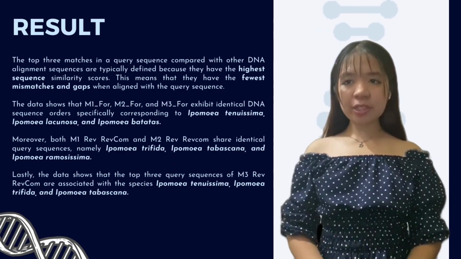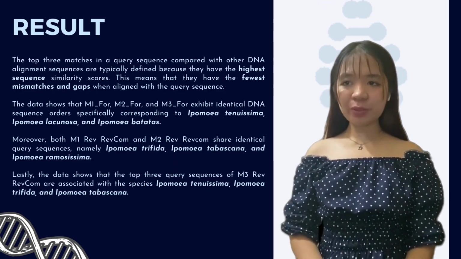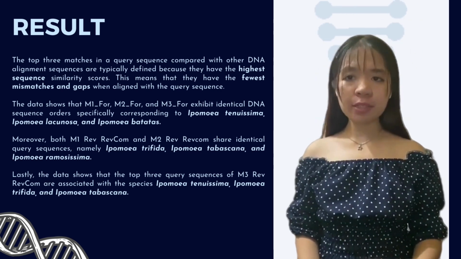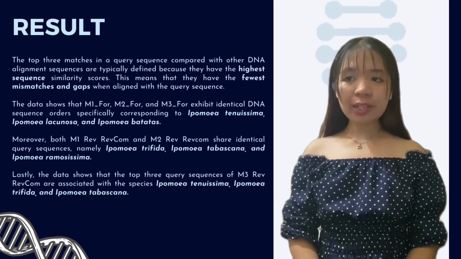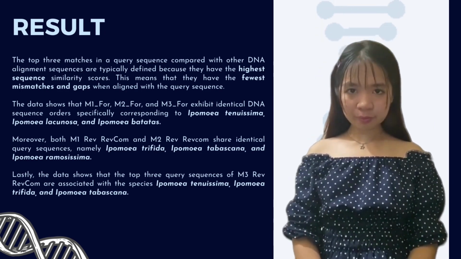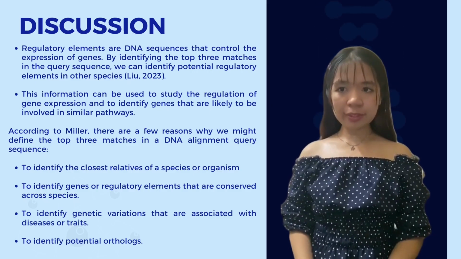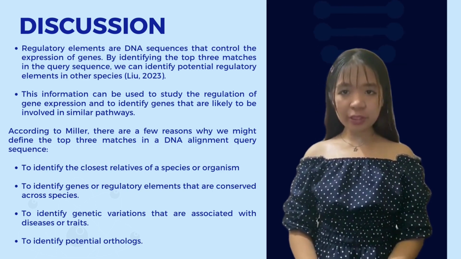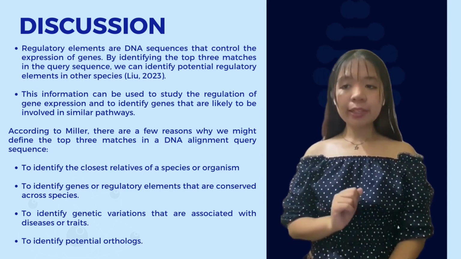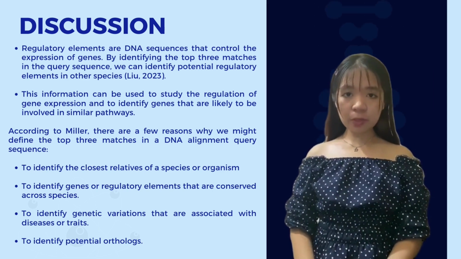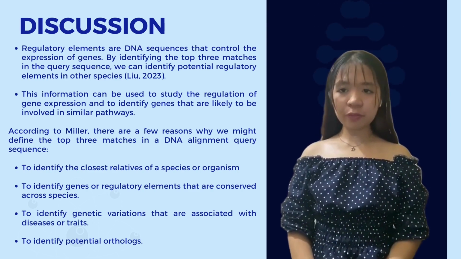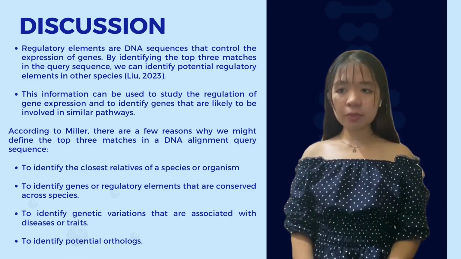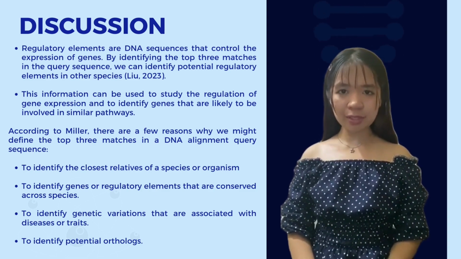The top 3 matches in the query sequence compared to the other DNA alignment sequences are typically defined because they have the highest sequence similarity scores. This means that they have the fewest mismatches and gaps when aligned with the query sequence. For example, suppose we are interested in finding the closest relatives to the gene M14. The top 3 matches in the query sequence are likely to be the closest relatives to the self gene. We can then use this information to study the evolution of M14 and to identify the other genes that may be involved in similar biological processes.